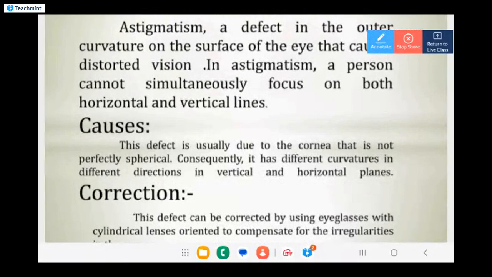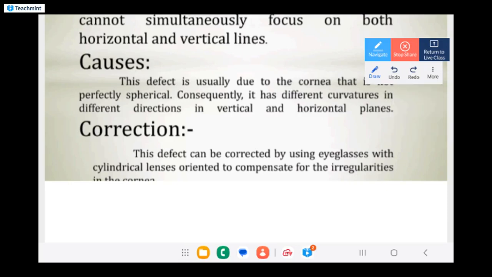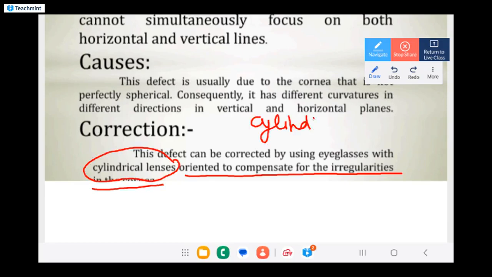The correction can be that they use eyeglasses with cylindrical lenses, which have a much higher power as compared to the remaining, oriented to compensate for the irregularities in the cornea. So only here are we discussing a different kind of lens. It's termed a cylindrical lens. If this is asked, only the name you should remember. They're not going to ask you the defect reasons or that part of it. But yes, convex lens and concave lens, that part you need to know very well, how it helps in forming the image exactly on the retina.